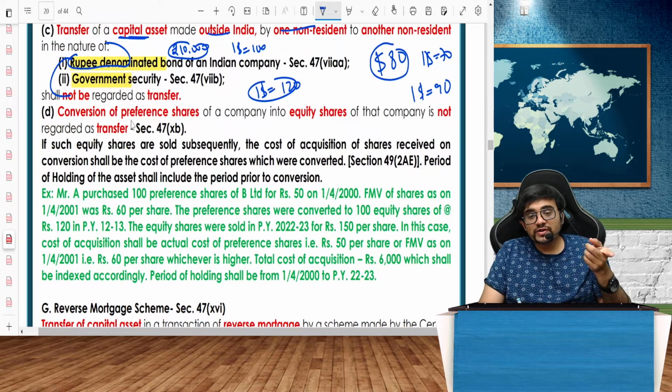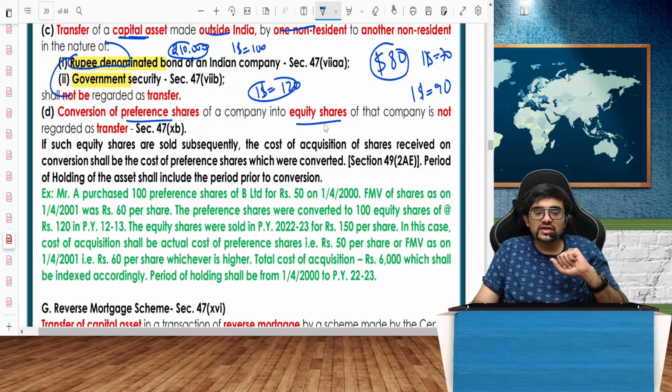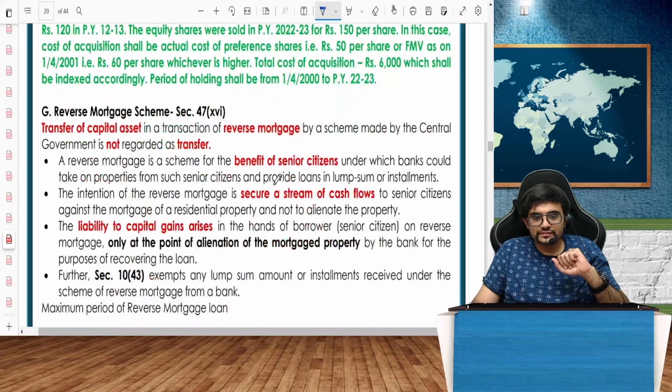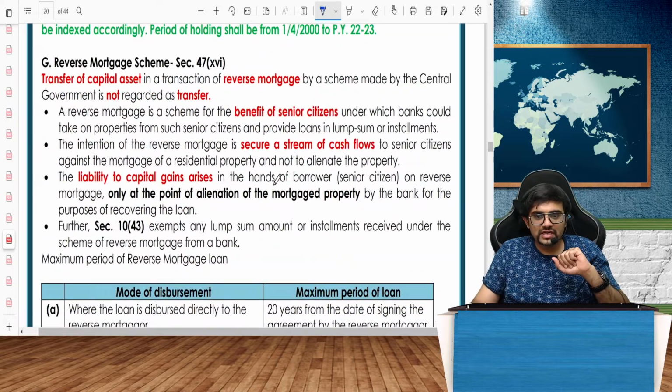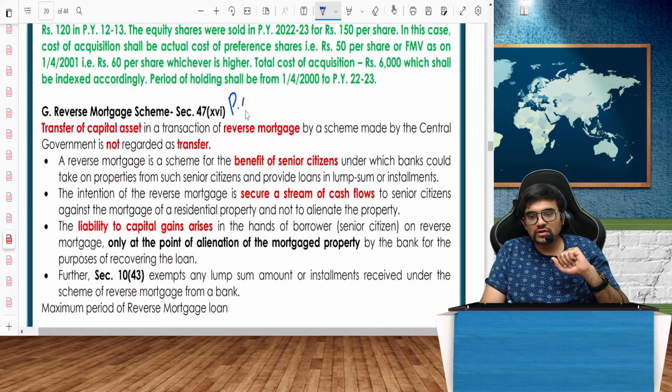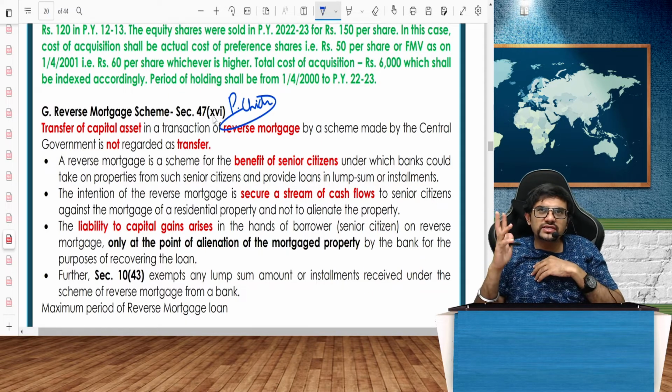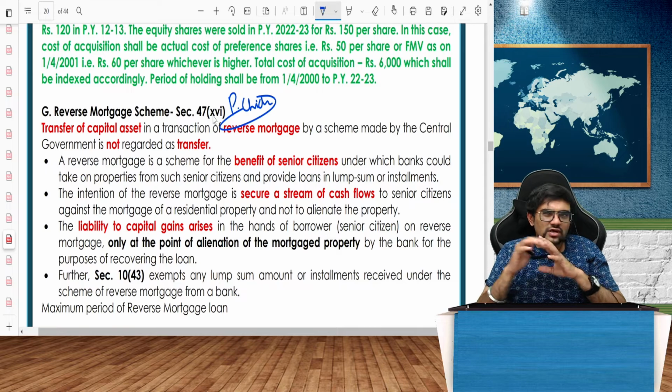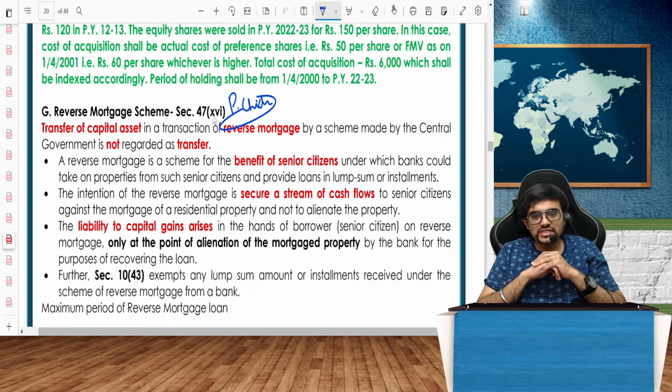Similarly, conversion of preference shares into equity shares, etc. is not regarded as transfer. Reverse mortgage scheme. The reverse mortgage scheme was brought about by P. Chidambaram, roughly around 2012-ish. 2009 to 2012, in that range, he brought about this reverse mortgage scheme. So what is the reverse mortgage scheme?